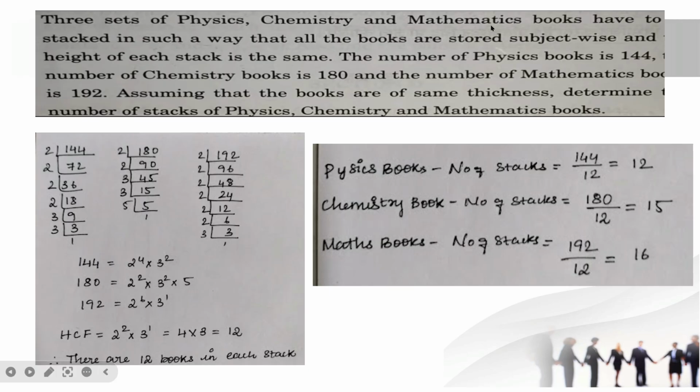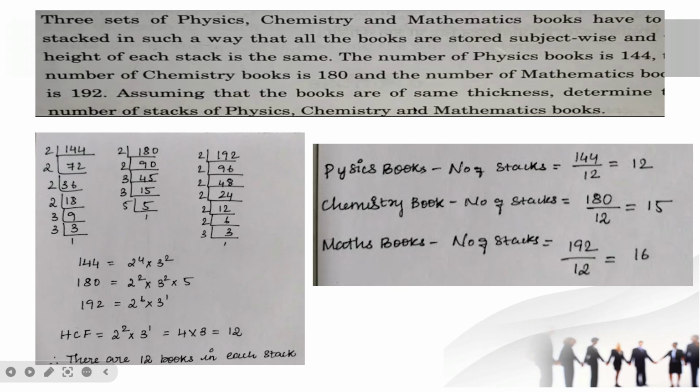3 sets of physics, chemistry, mathematics books have been stacked in such a way that all books are stored subject wise and the height of each stack is the same. The number of physics books were 144, chemistry 180 and then mathematics 192. They are asking us to assume the thickness is the same. How many stacks can we keep?